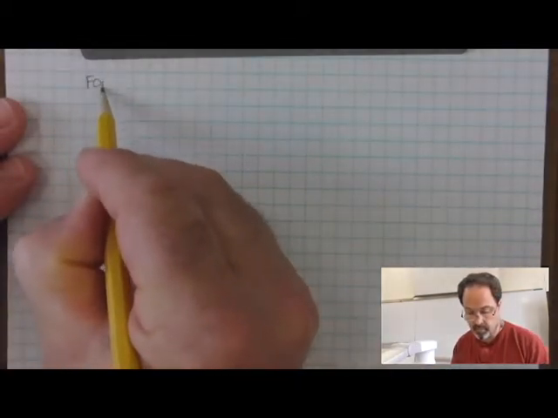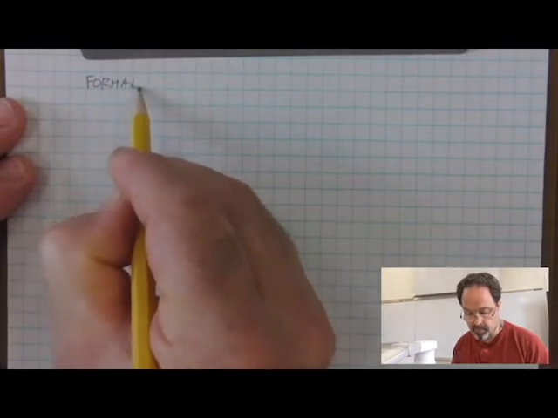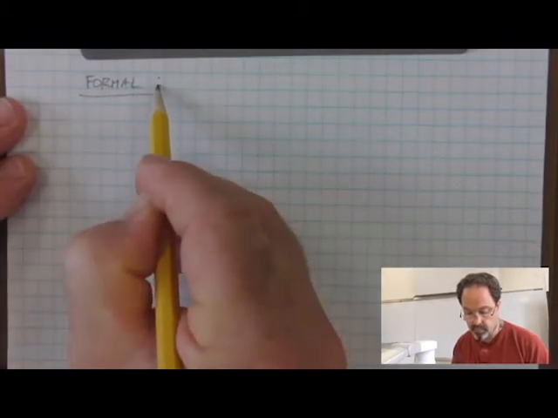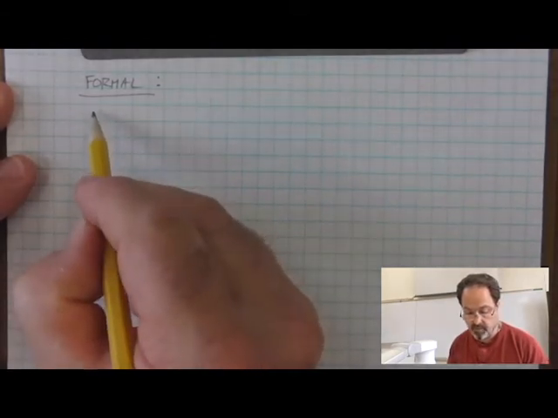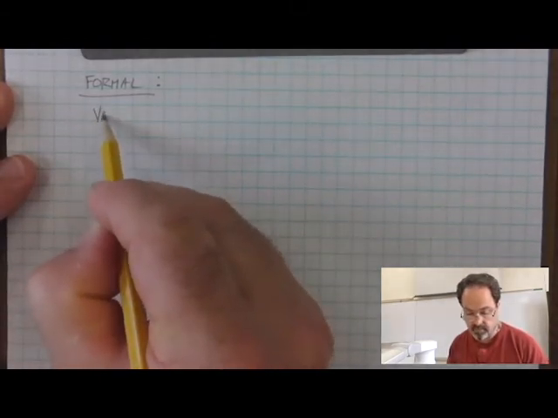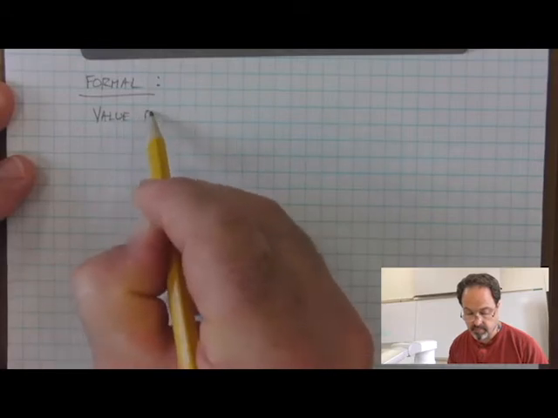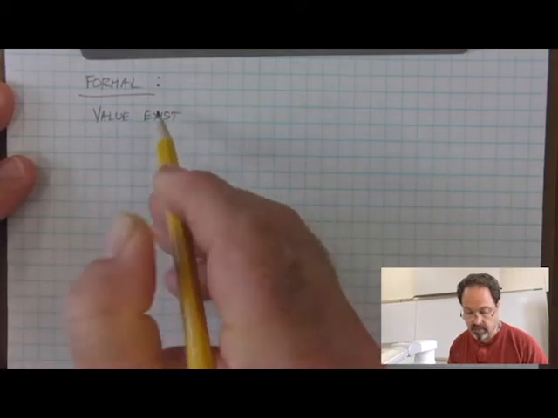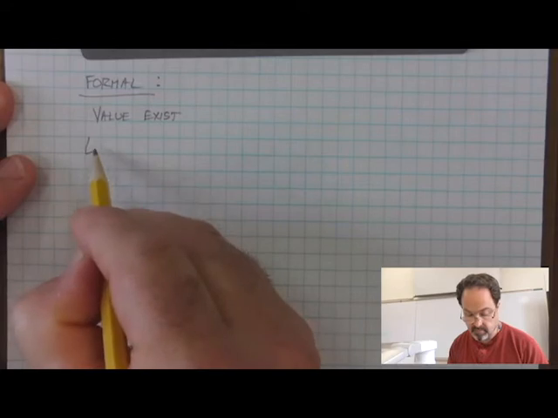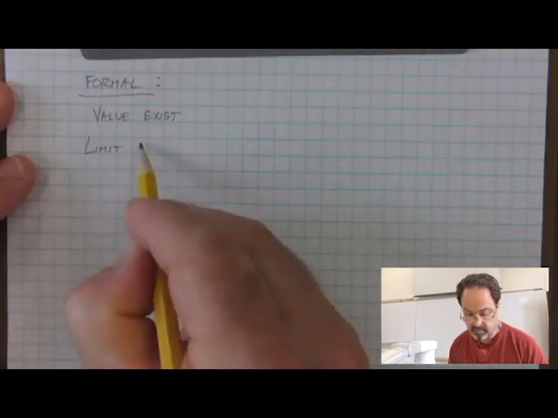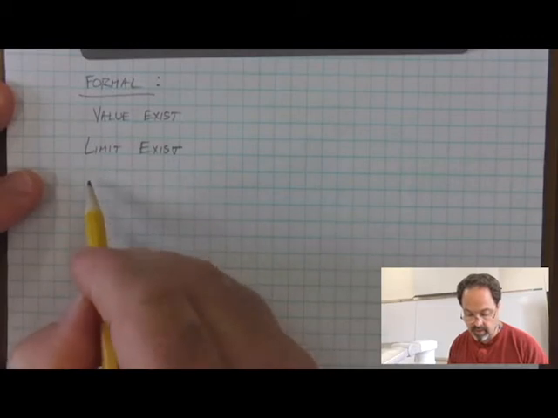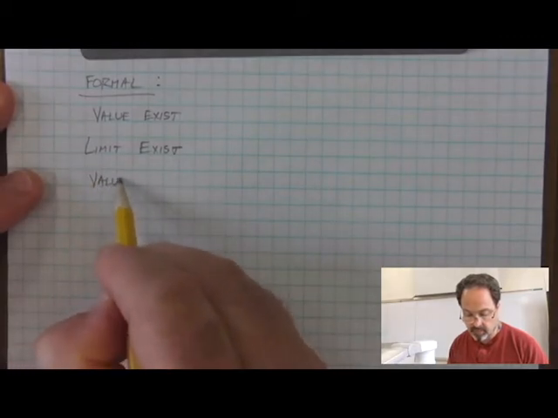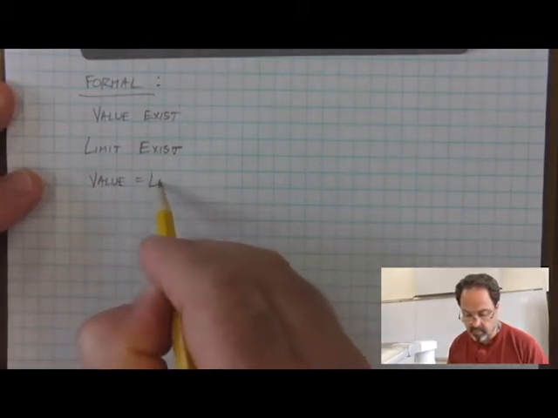The formal justification for continuity requires these three things: that at every point a value exists, and at that same place the limit exists, and that at that location the value is equal to the limit.